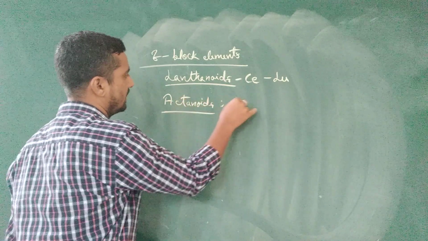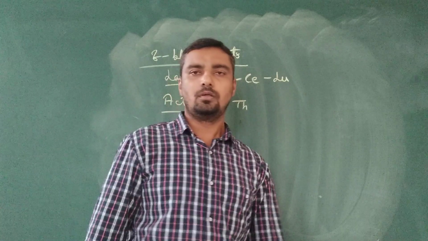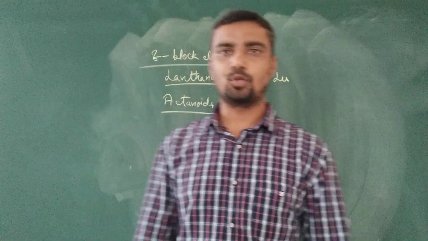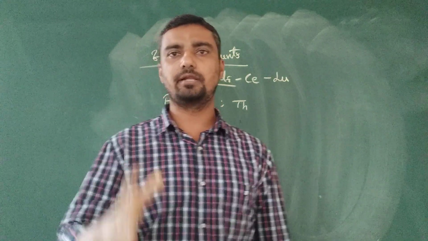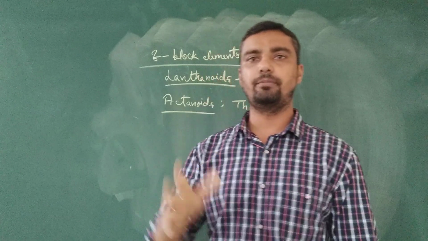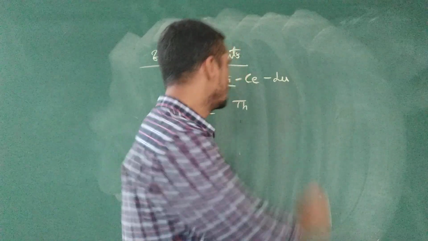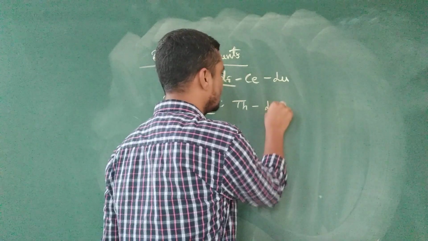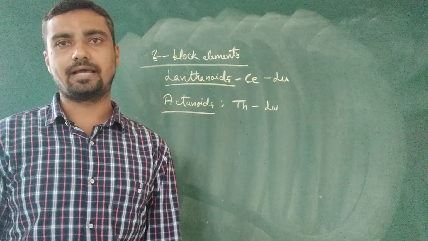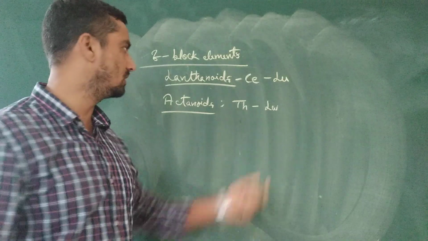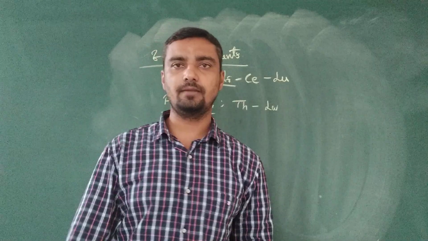The actinide series starts from thorium, protactinium, uranium, neptunium, plutonium, americium, curium, berkelium, californium, einsteinium, fermium, mendelevium, nobelium, lawrencium. It starts from thorium and ends with lawrencium. These are called actinides, and most of the actinide elements are radioactive.